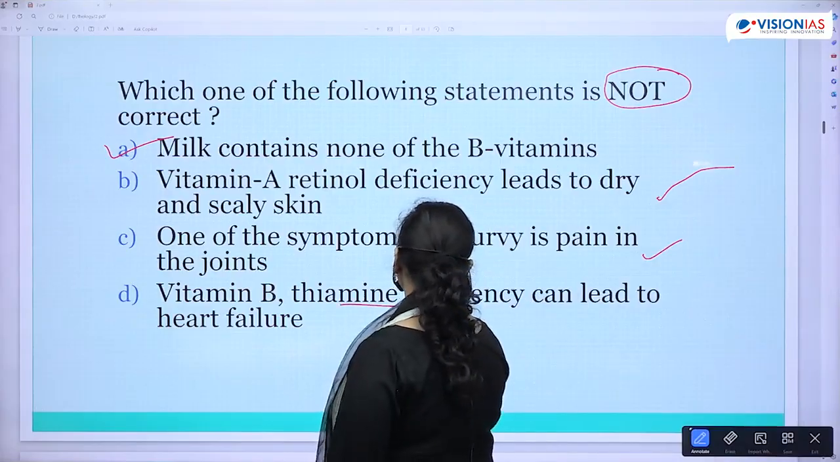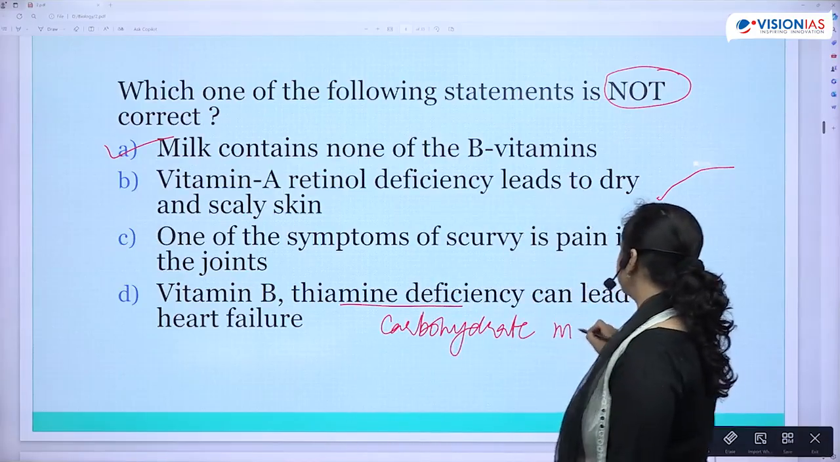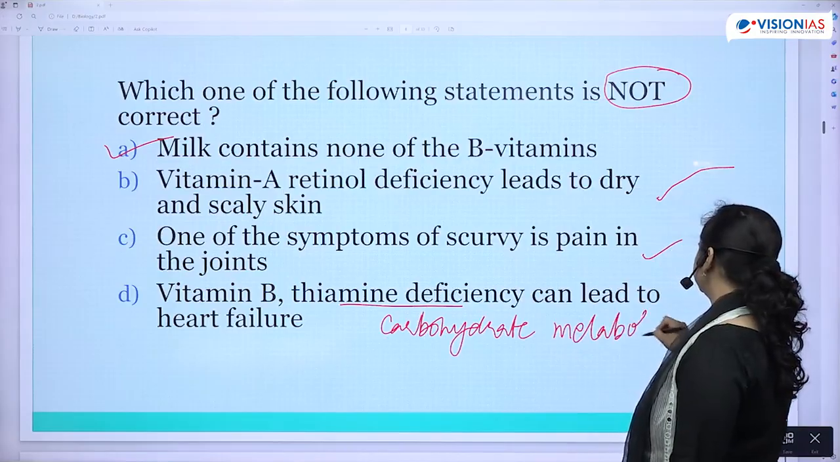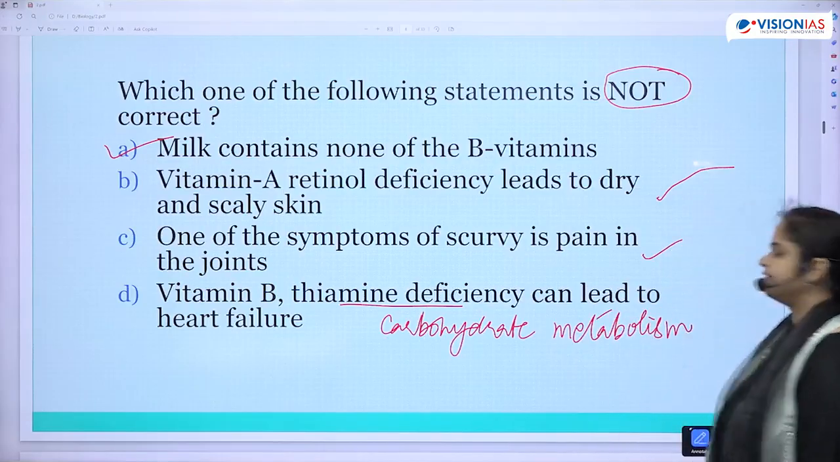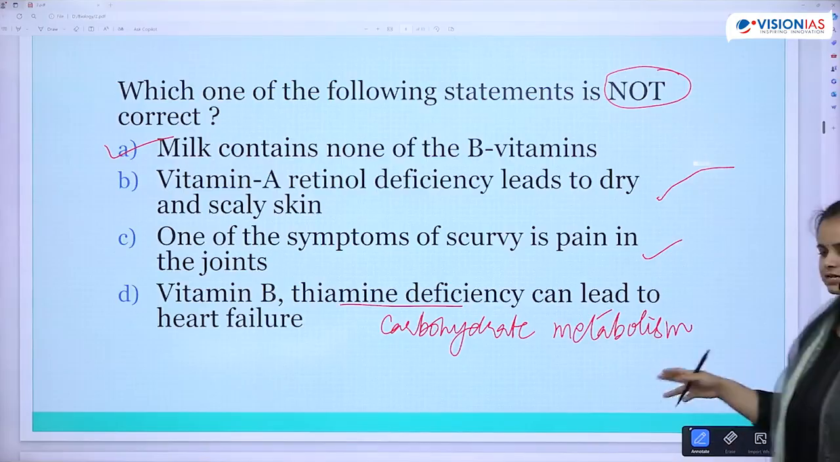See, thiamine's job in the body is carbohydrate metabolism. The way your body uses carbohydrates, that is associated with B1. How carbohydrate will break down, how energy will be produced from it, how the waste will be removed, that whole cycle, vitamin B1 is involved in that. So if there is a deficiency, this will not take place normally.